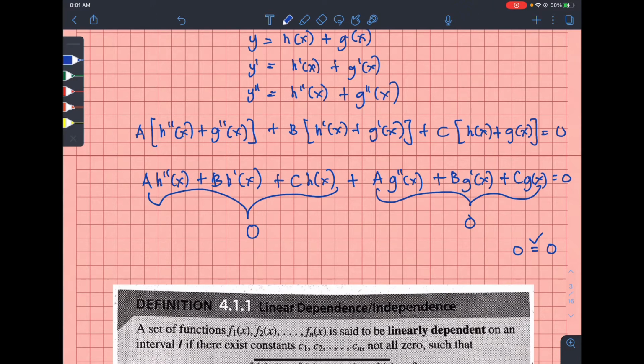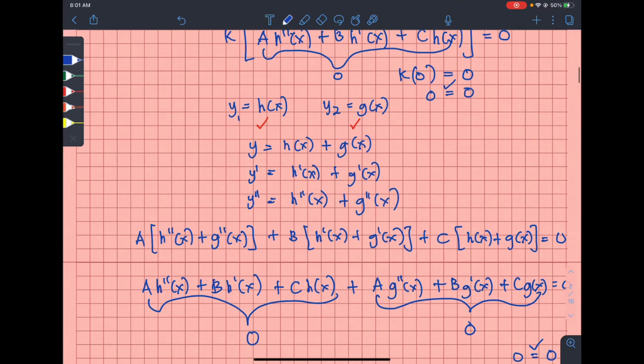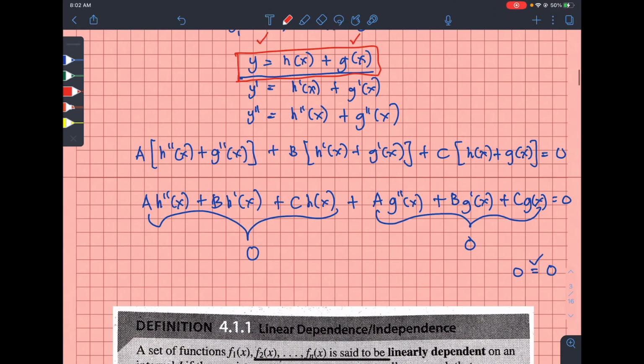So in short, if we just add two solutions, in this case the two solutions of a differential equation, forming the general solution of the differential equation, will it still be a solution of the differential equation? Yes, it is still a solution of the differential equation. And that is what we have proven in our process here.